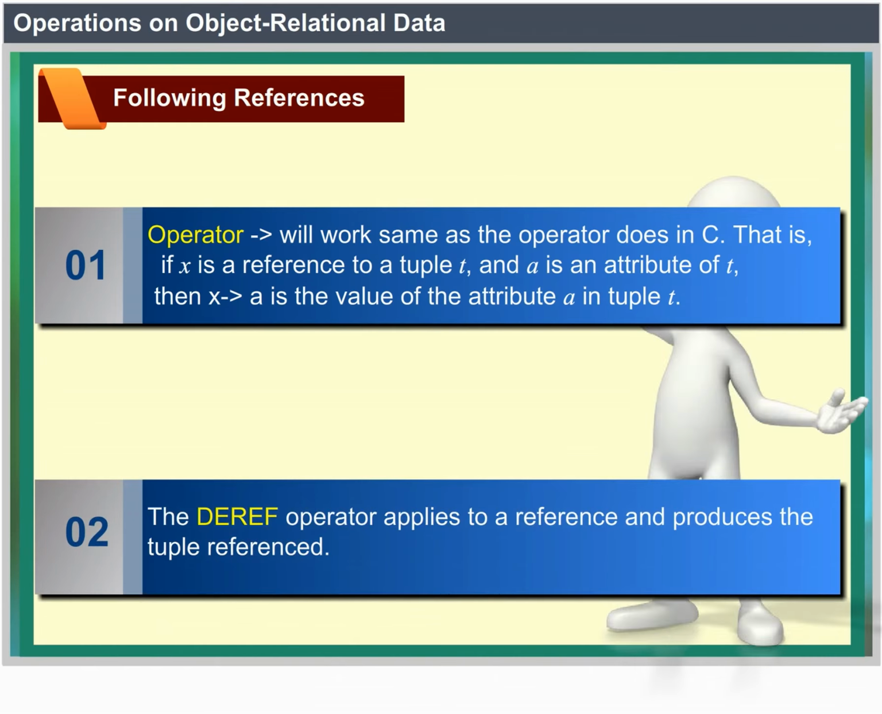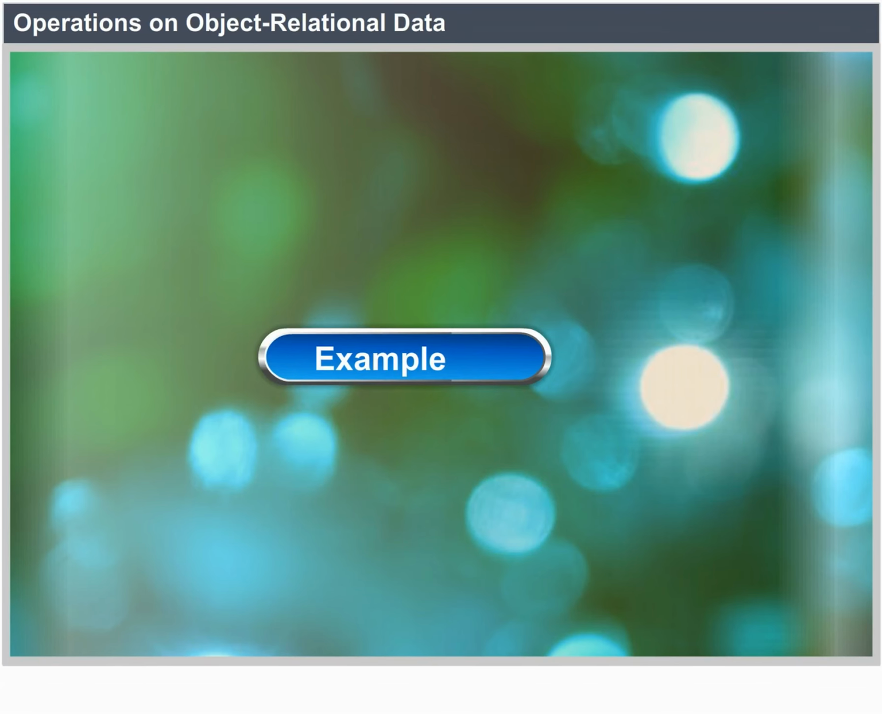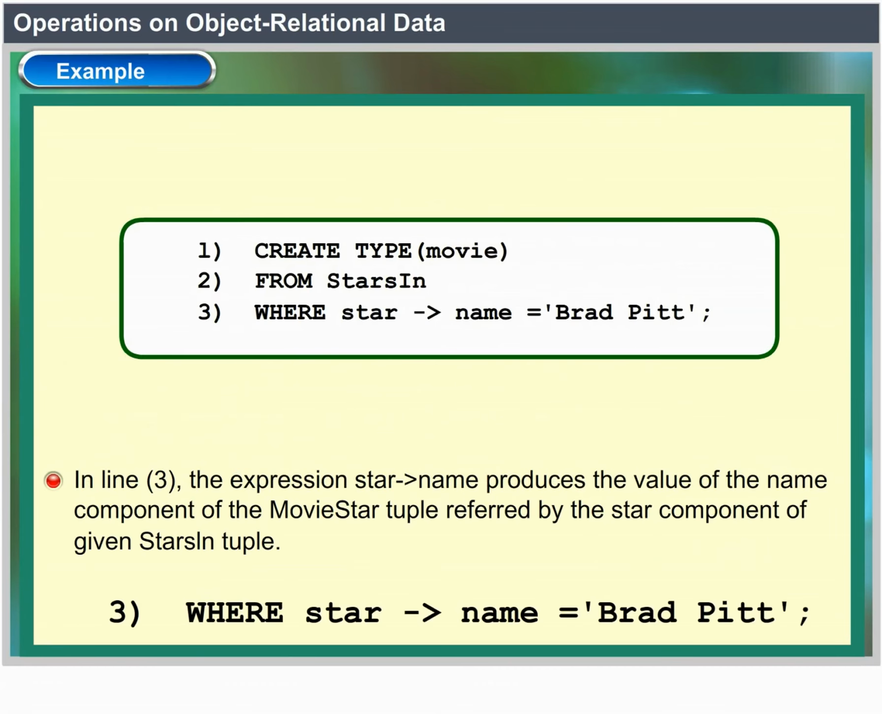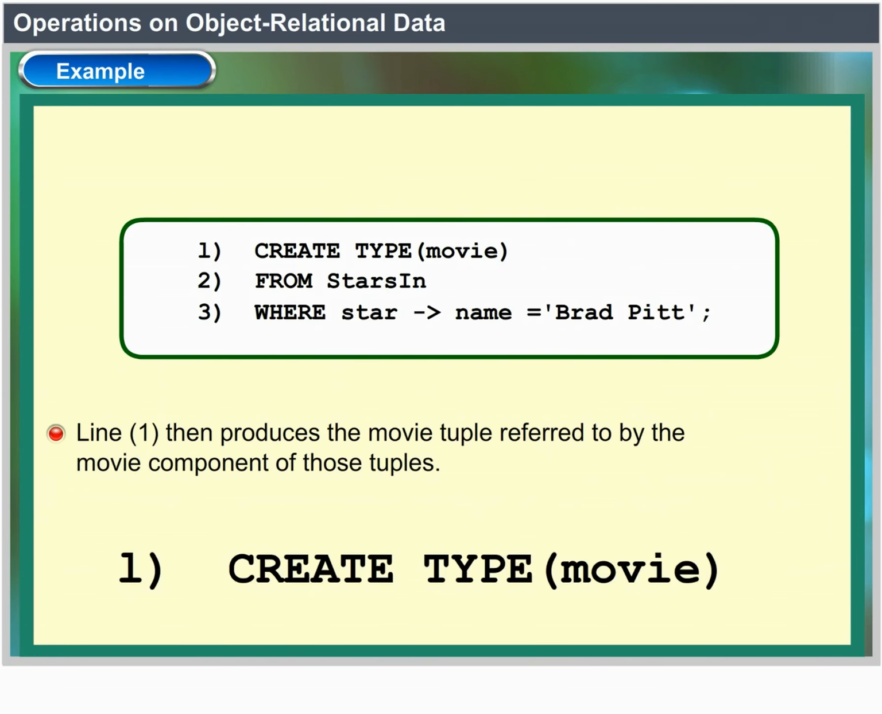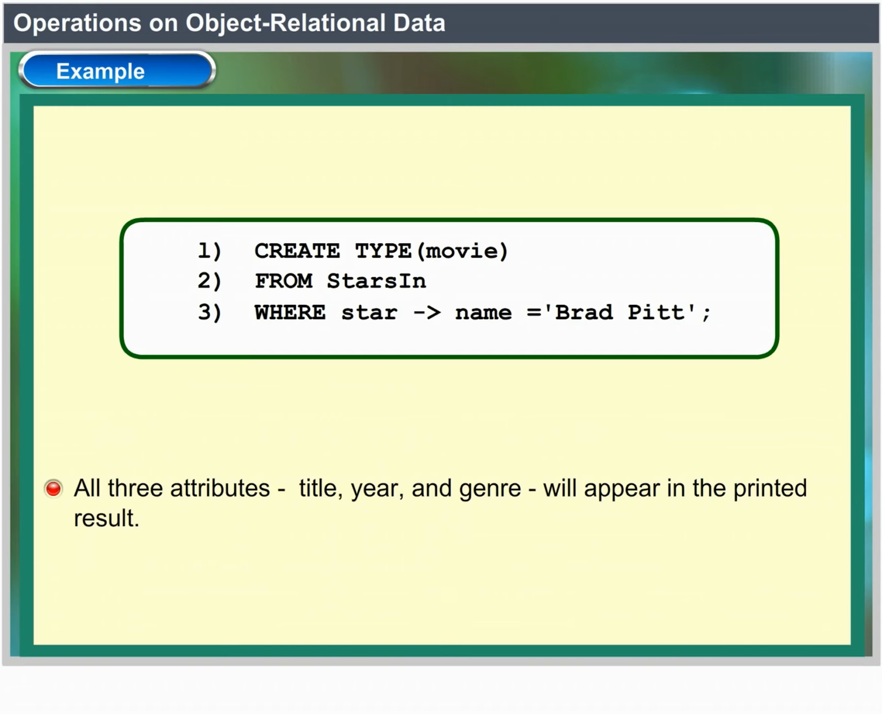Example. In line 3, the expression *s->name produces the value of the name component of the movie star tuple referred to by the star component of any given StarsIn tuple. Thus, the WHERE clause identifies those StarsIn tuples whose star components are references to the Brad Pitt movie star tuple. Line 1 then produces the movie tuple referred to by the movie component of those tuples. All three attributes, title, year and genre, will appear in the printed result.